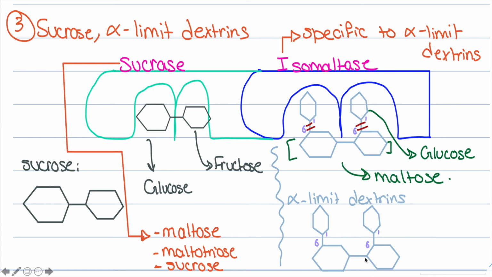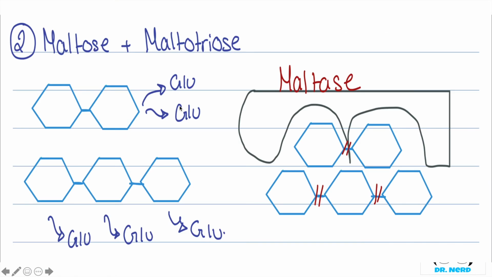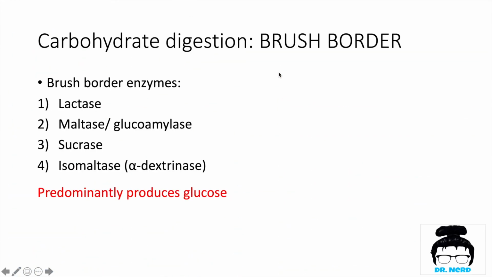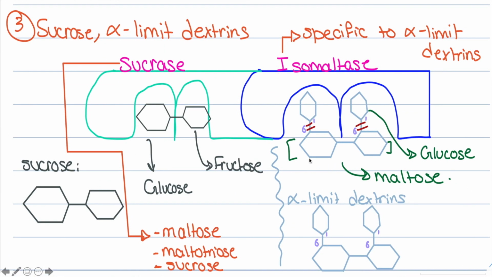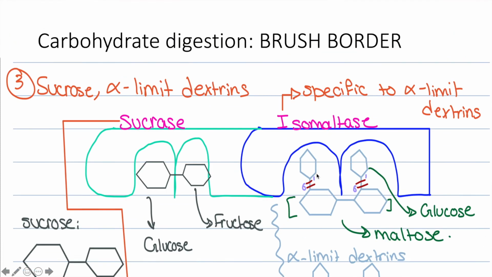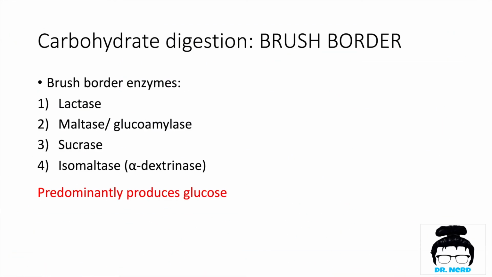The isomaltase enzyme is going to break down the alpha 1,6 here and the alpha 1,6 here, but not the alpha 1,4. So you're going to end up with what? A maltose subunit. This maltose subunit can either be broken down by sucrase or by maltase. And then you'd have glucose and glucose as the product. I hope that's clear. What's important to know here is that brush border enzymes predominantly produce glucose for carbohydrate digestion.